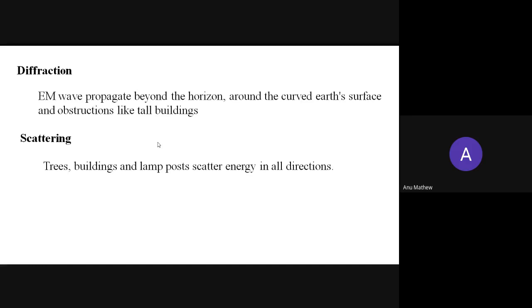Then the second mechanism. Diffraction is a phenomenon due to which an electromagnetic wave propagates beyond the horizon, around the curved Earth's surface and obstructions like tall buildings.